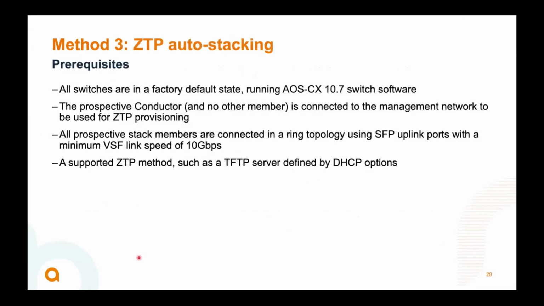Method 3, ZTP auto stacking. So the prerequisites for this feature are all switches start factory default running AOS-CX 10.7. The conductor is connected to the management network that you're going to use to provision the stack, and no other member of the stack must be connected. So only the conductor must get the DHCP address and be able to download the stack configuration. All of your stack members are connected in a ring topology on the uplink ports with a minimum link speed of 10 gig per second. And then you have a supported ZTP method, such as a TFTP server defined in DHCP options, which is what I'll be covering in this presentation.